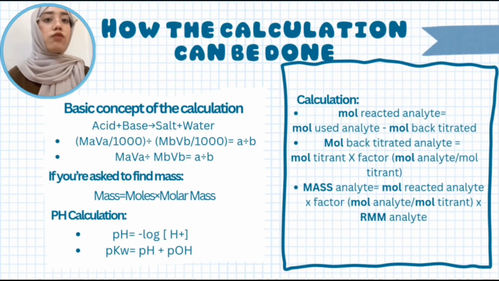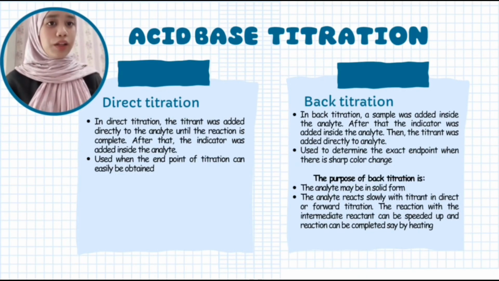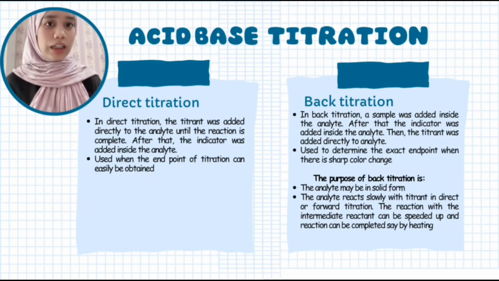Okay, for the calculation for back titration, the first formula is mole reacted analyte equals mole used analyte minus mole back titrated. Next, mole back titrated analyte equals mole titrant times factor. And then in direct titration, the titrant is added directly to the analyte until the reaction is complete. After that, the indicator is added to the analyte. Direct titration is used when the endpoint of the titration can easily be obtained.